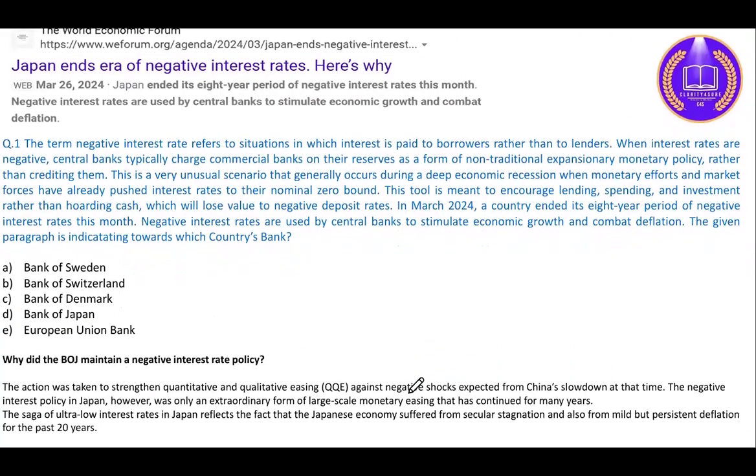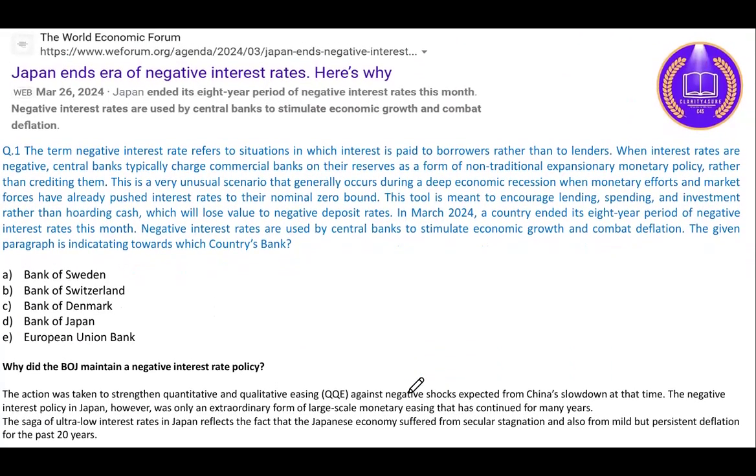So the first question of the series is regarding the negative interest rate. It was in the news on 26th of March that Japan ended its 8-year period of negative interest rate, in the month of March only. So what is the concept behind this negative interest rate? Let's try to understand through the question.